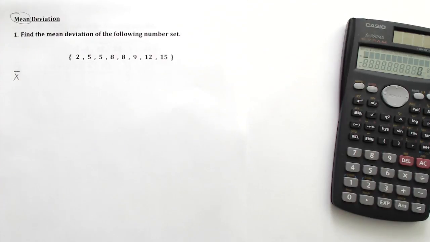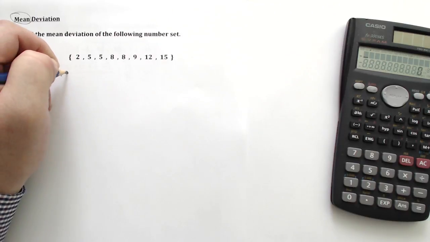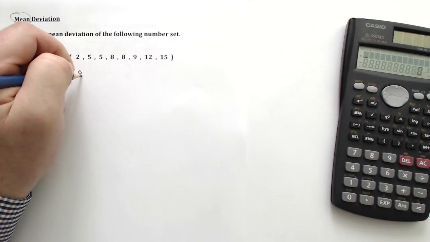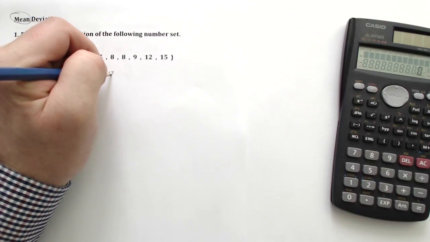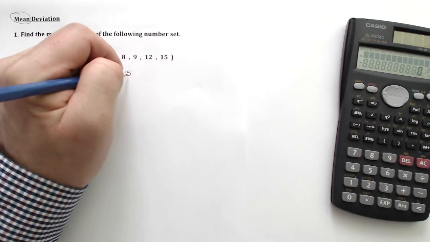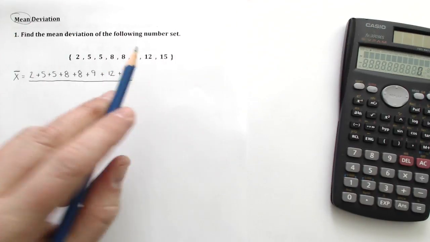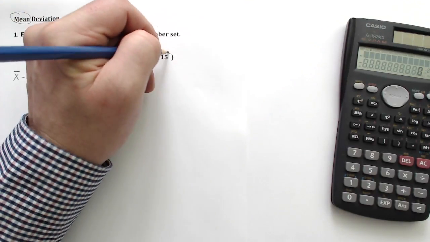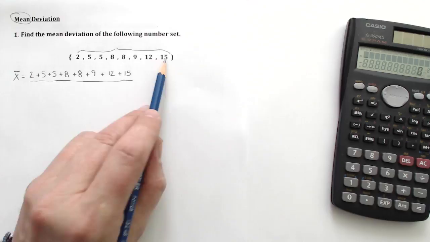So remembering from the average video, all we have to do to calculate the mean or the average is to get the sum. So 2 plus 5 plus 5 plus 8 plus 8 plus 9 plus 12, oops, plus 15. And at the very end, we're going to divide that by the number of data points that there are in that set right over here, and we'll get that by counting 1, 2, 3, 4, 5, 6, 7, 8.